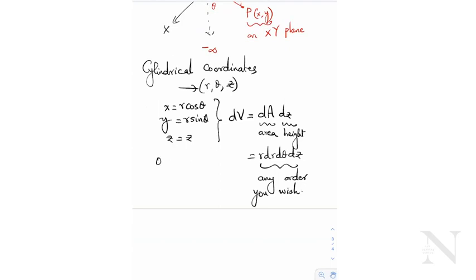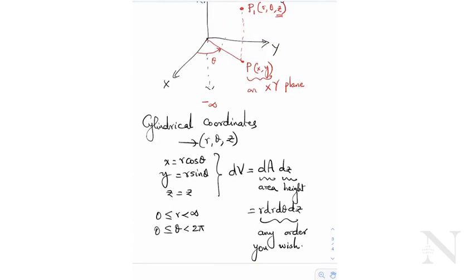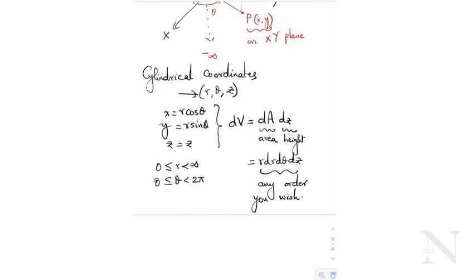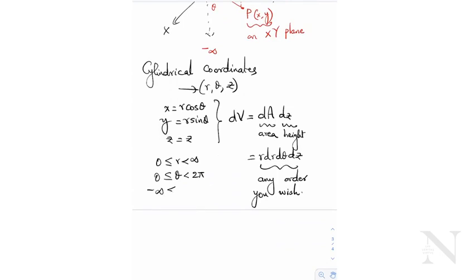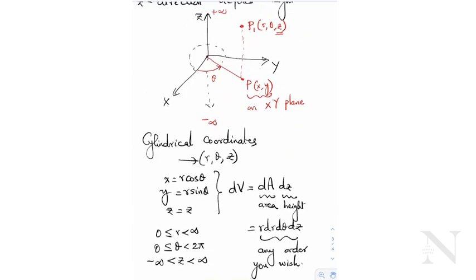So r goes from 0 to infinity. Radius should be positive. Theta goes from 0 to 2 pi, no change, because it's still going around the xy plane like this. Z, in theory, goes from negative infinity to infinity. Though all the solids that we will be doing will have finite height, there is no restriction, because the cylinder could extend part above or part below the xy plane. So the z variable is capable of any kind of height; it doesn't have to be strictly positive. Radius though has to be positive.